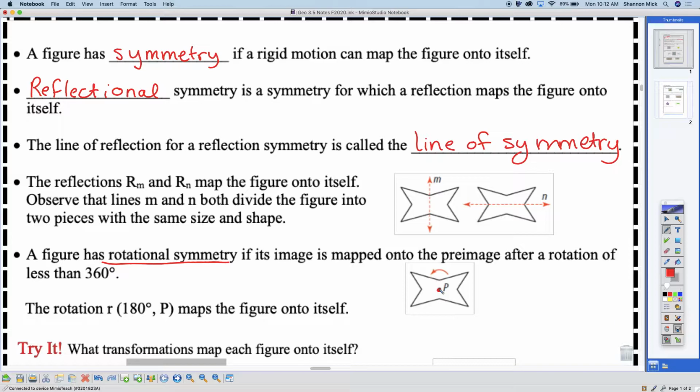So this rotation would be 180 degrees about P. If I turn this thing 180 degrees, does it get right back to where it was? Yeah. What about if I turned it 90 degrees? Would it be where it was? No, because it's straight up and down, so it'd have to be 180 degrees. But again, it has to be less than what? 360, because everything has rotational symmetry about 360, doesn't it? Yeah. So we're looking for specific ones.